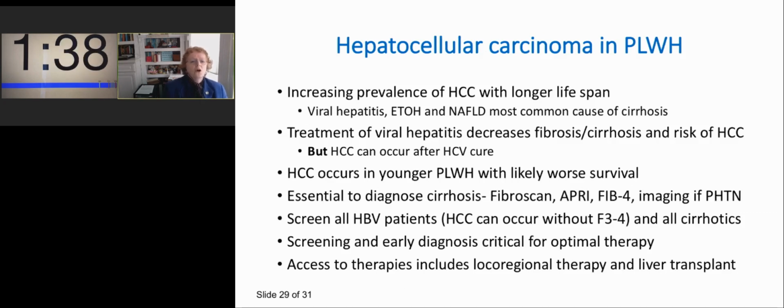One slide on hepatocellular carcinoma, because there's an increased prevalence with increasing lifespan. You need to treat. The treatment of viral hepatitis decreases fibrosis and cirrhosis, but cancer can occur after HCV cure. It occurs in younger patients with HIV, and whether survival is worse is not quite clear at this time. So it's essential to diagnose cirrhosis, and screen all cirrhotics and all Hep B patients. Screening and early diagnosis is critical for access to local regional therapy and liver transplant.